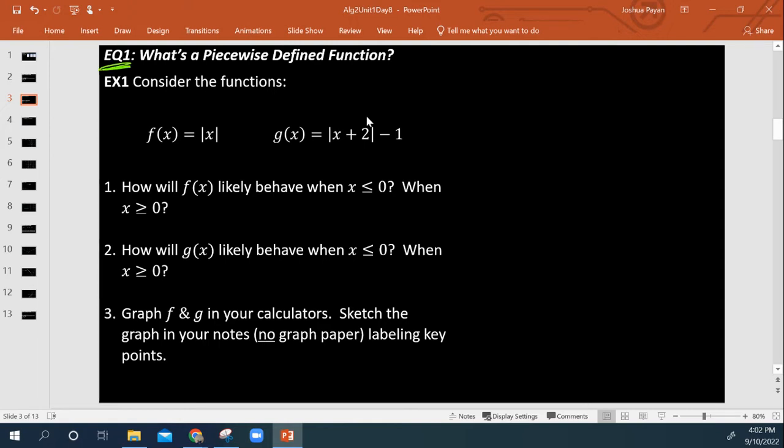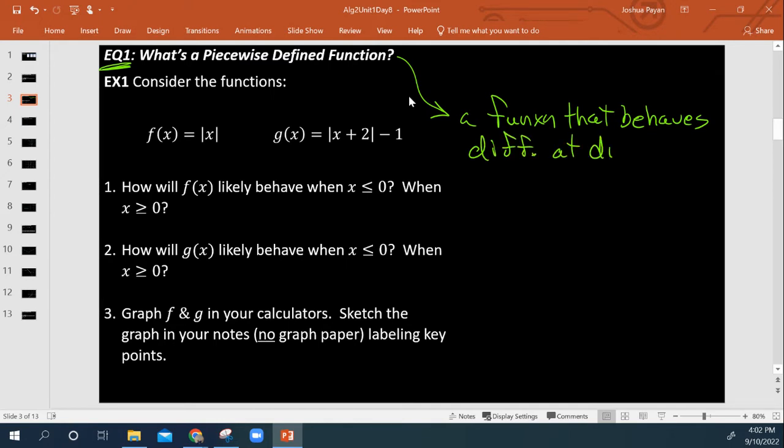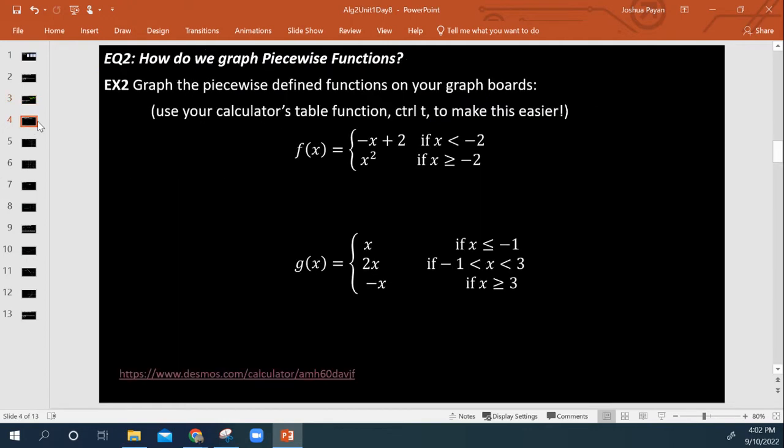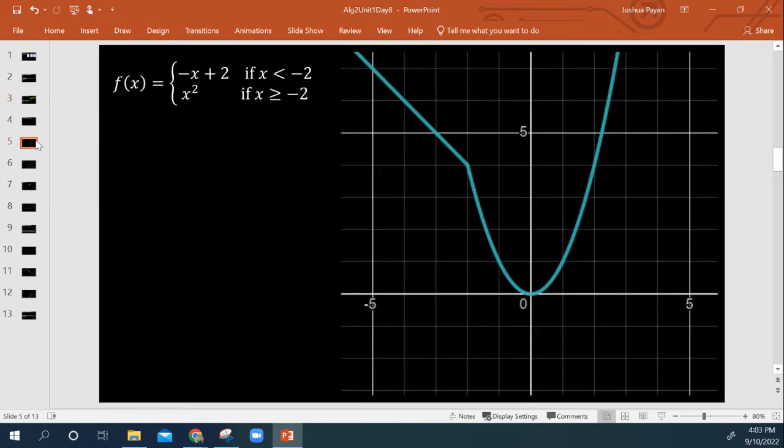So, first of all, let's talk about what is a piecewise defined function, right? A piecewise defined function is simply a function that behaves differently at different parts of our domain. Okay, so for example, we've got an example of a piecewise defined function here.